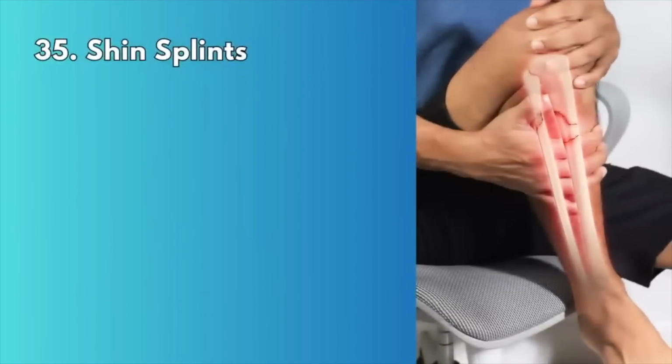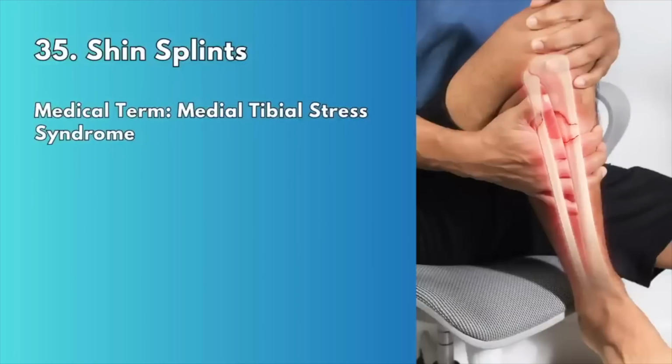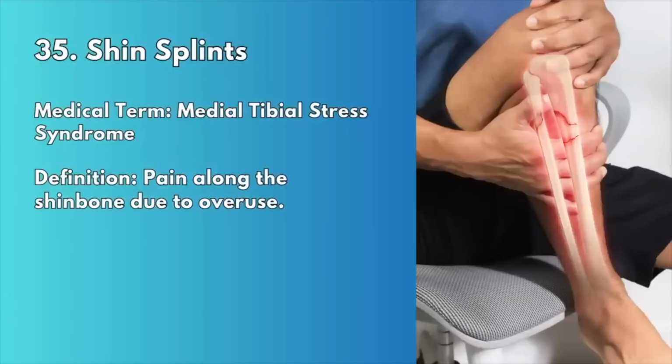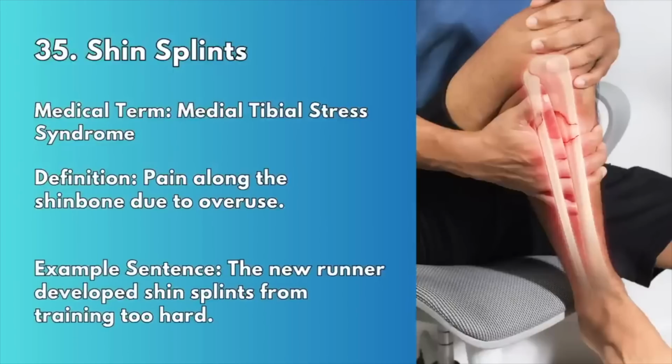Our next condition is one I have suffered with myself: shin splints. Medically, it is known as medial tibial stress syndrome. It describes a pain along the shin bone due to overuse. The new runner develops shin splints from training too hard.